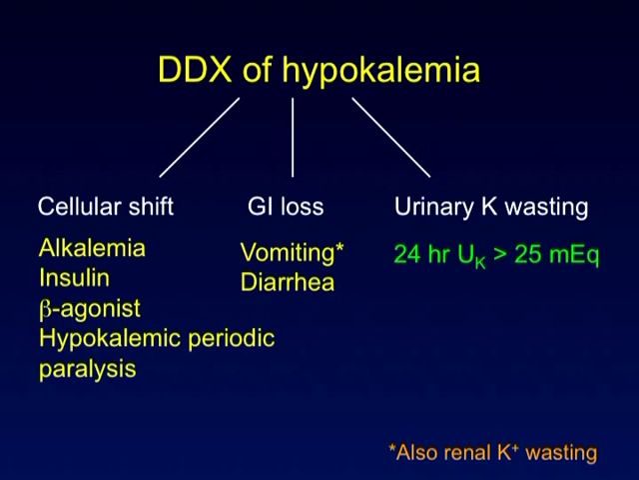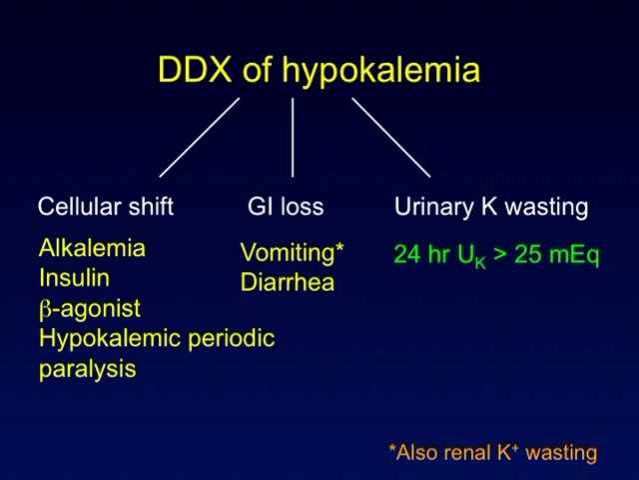Hypokalemia, it's important to know the differential diagnosis of hypokalemia. Again, I think here you need to be aware of the causes from a cellular shift perspective, but also GI losses such as vomiting and diarrhea. The most common cause in my experience with upper GI cause for hypokalemia are patients who have an NG tube in, who are not on a PPI, or in a bulimic patient.